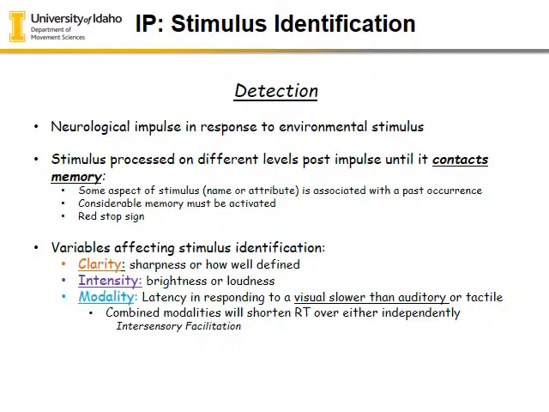But when we come down to this, there are many variables that affect our ability to identify these stimuli in the environment. You see those here in the different colors: clarity, intensity, and modality. Clarity is the sharpness, or how well something is defined. We'll talk later in the class about vision and how some things are related to sharpness and some are more peripheral. But the clarity of something, and how easy it is for us to identify it, speeds up the identification process.